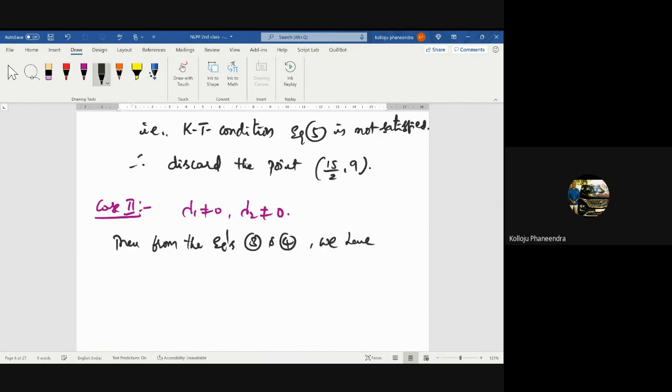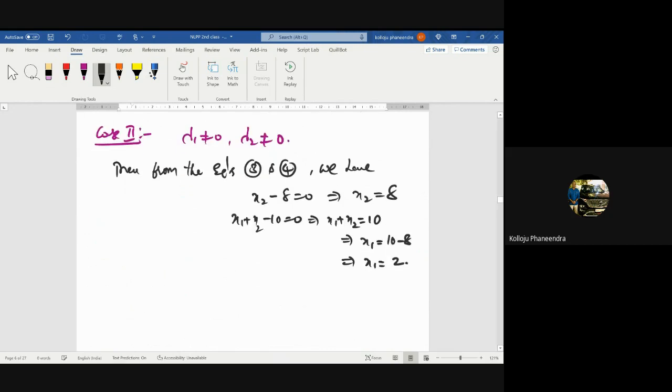We have x2 minus 8 equal to 0, that is x2 equal to 8. And x1 plus x2 minus 10 equal to 0, that is x1 plus x2 equal to 10. That implies x1 equal to 10 minus 8, x1 equal to 2, right? Therefore, the stationary point is x1, x2 equal to 2, 8.